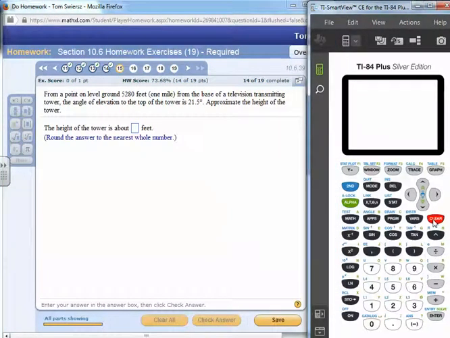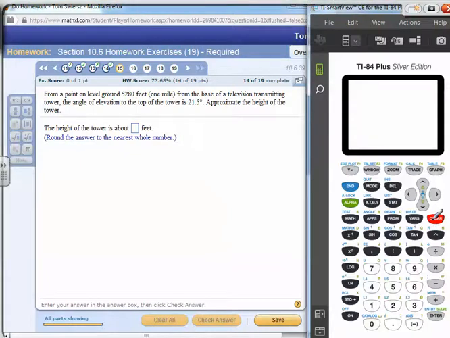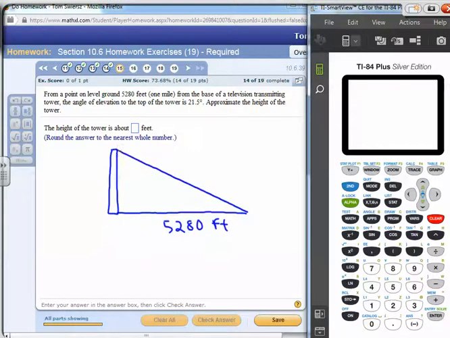From a point on level ground, 5,280 feet from the base of a television transmitting tower. So we'll say here's our tower, and here's the ground. The angle of elevation to the top of the tower is 21.5 degrees. So elevation is right here, with respect to the ground, looking up at the top of the tower. Approximate the height of the tower, so we'll call that H for height.